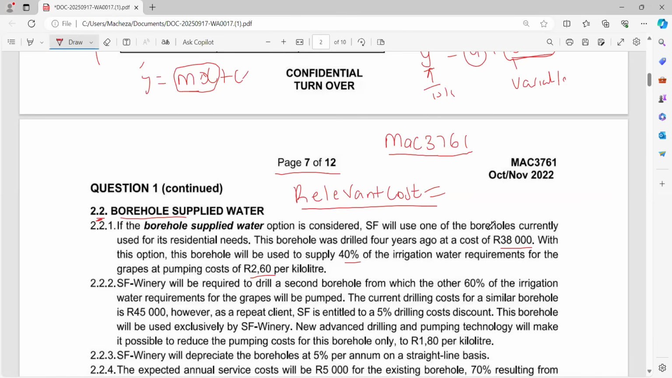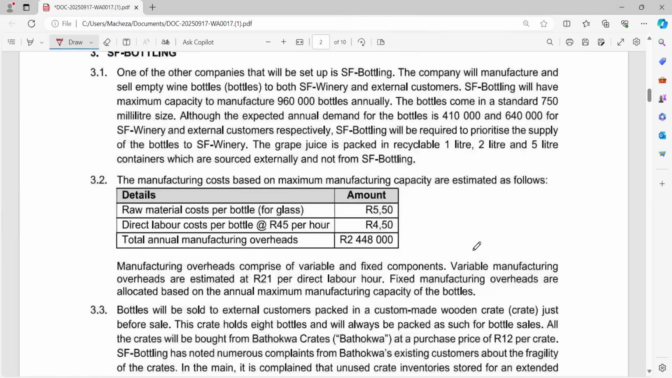The bore itself, the bore is currently used for the residential need, and the bore was drilled. It's a sunk cost because it was already there. Yeah, that one is going to be a sunk cost. So let's just come in.